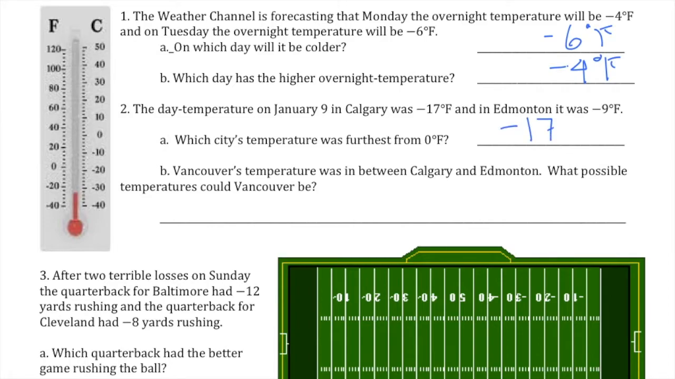Vancouver's temperature was in between Calgary and Edmonton's. What are some possible numbers it could have been? It could have been negative 16, that's in between. It could be negative 14, negative 12. Certainly negative 15, negative 13, negative 10, all of these numbers would be in between those two values.